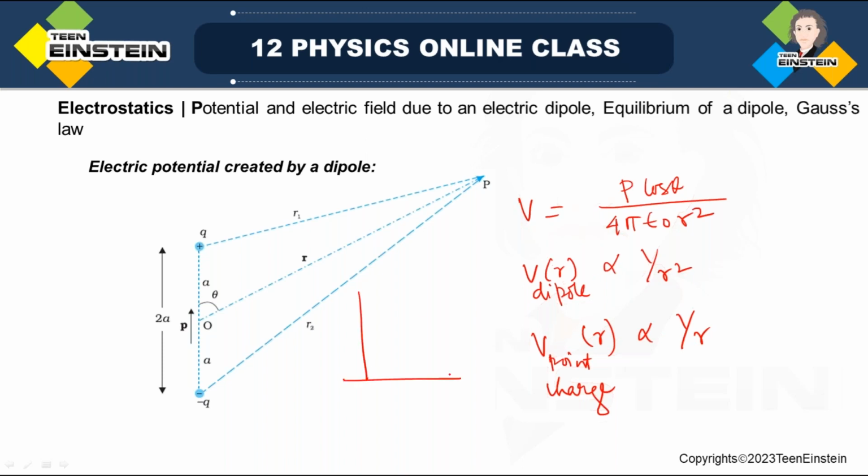So if you have been given a plot like this, this is potential, this is distance. In case of a point charge, it will be like this, and electric potential due to a dipole actually dies out very fast. So this is 1 by r square variation, and this is 1 by r variation. This is what we had discussed in yesterday's class.